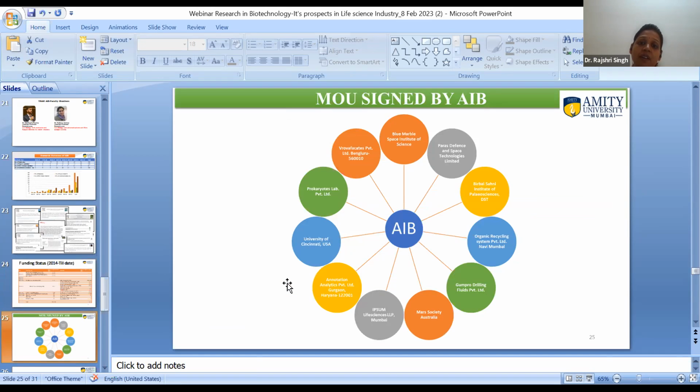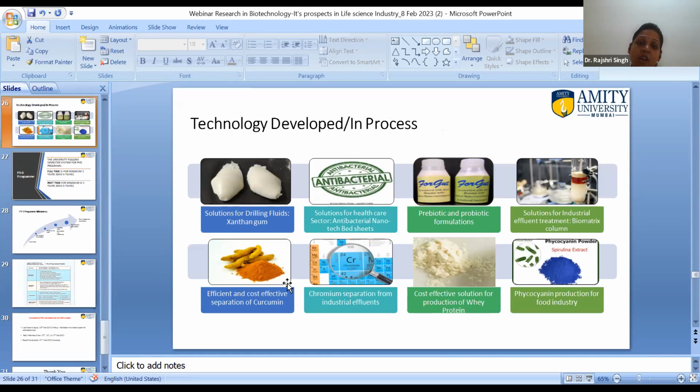For making collaborations, when we talk about research, we always think about industrial applications, bench to bedside applications. So for collaborations, we have MOUs signed with Blue Marmals Space Institute of Science, Paras Defense, Birbal Sahani Institute of Paleo Science, DST, Organic Recycling, Grumpo Drilling, Mars Society of Australia, Ipsum, Innovation Analytics, University of Cincinnati, USA, and Prokaryotic Lab Private Limited. These are a few of the MOUs signed by AIB for collaborative research which can be facilitated. This is a glimpse of a few of the technologies developed or in process from the research undergoing at AUM.